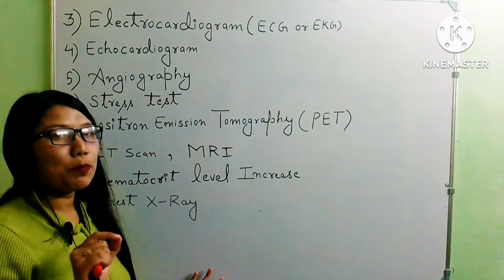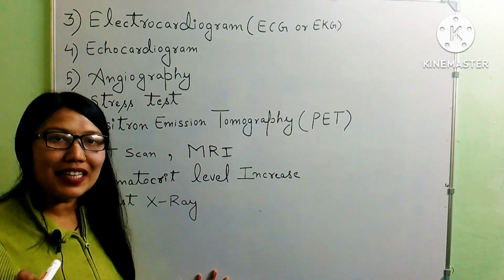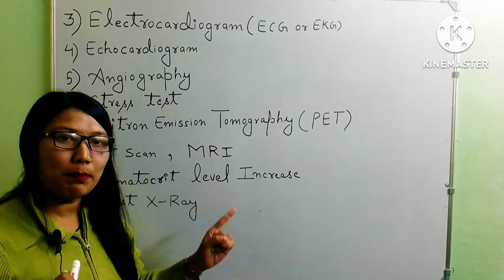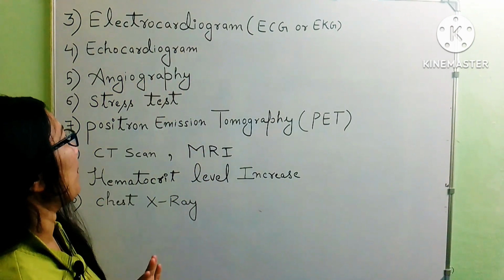And if a prominent Q wave is seen in the ECG, it means it was a past heart attack to the patient. So it is an important diagnosis for myocardial infarction.